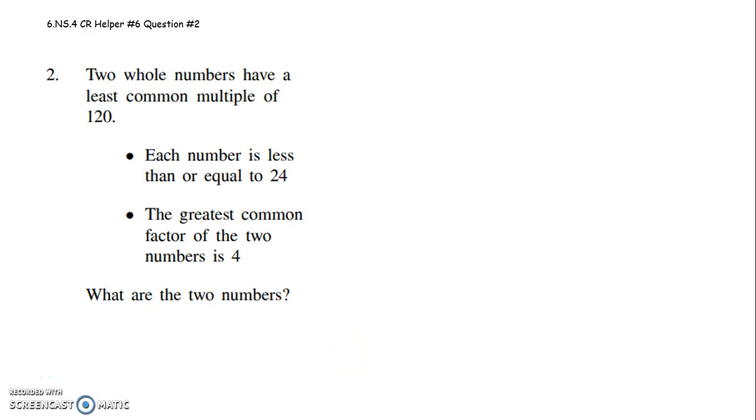All right, sixth graders, this is to help you with question 2 on CR number 6. It says two whole numbers have a least common multiple of 120, okay? So to be a multiple of a number, I'm just going to write out the multiples of 20.